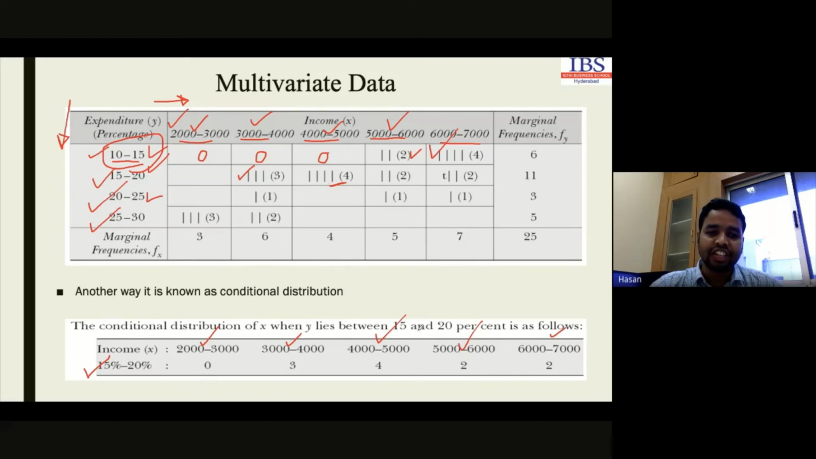So these are the conditional distributions of the representation of the bivariate data. In this way, we can represent multivariate data also. Okay, is that clear?